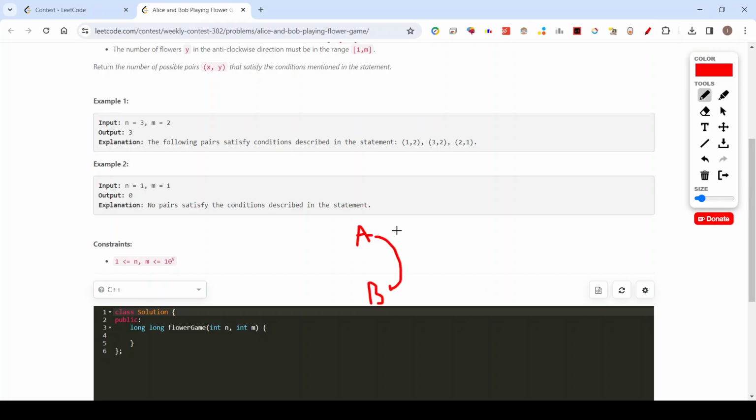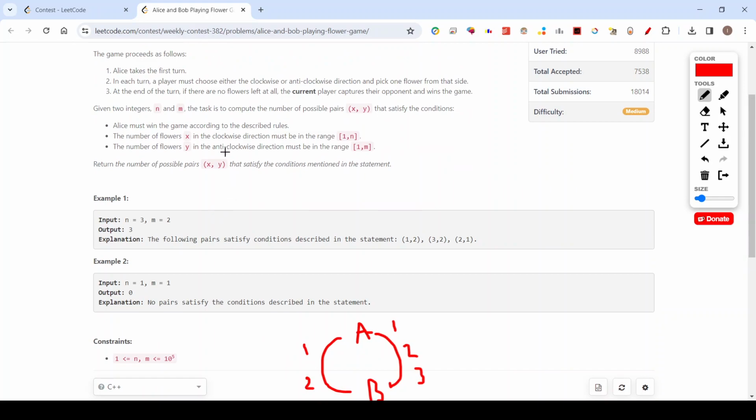So basically there would be 3 flowers, 1 2 3, and in the opposite direction there would be 1 and 2 flowers. Now you had to pick such elements that the elements you pick in the left range should belong to the range 1 to n, and the elements in the other range should belong to 1 to m, right? And it is also said that you must find all the xy pairs such that Alice always wins the game.